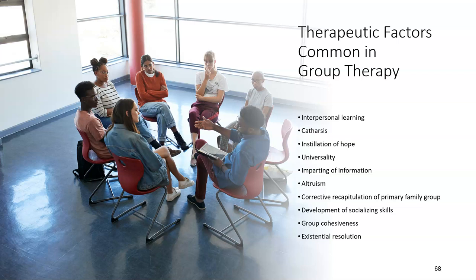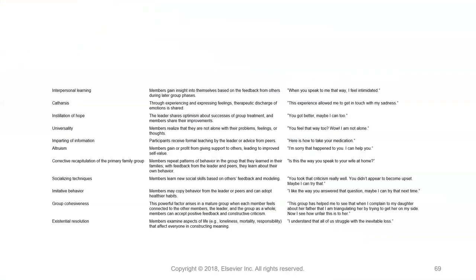Okay, I'm going to try to say this one correctly. Corrective recapitulation of the primary family group. Sometimes in a group, we see behaviors that come out and it's like, do you talk to your wife like that? We can see some of these things, and it's like, you say you're struggling with your family, but if you're acting like this, I kind of get it. Development of socializing skills. A lot of our patients in mental health struggle with socialization. Group cohesiveness, that feeling of belonging, and existential resolution. We're solving our problems. This kind of goes over what all of them are.